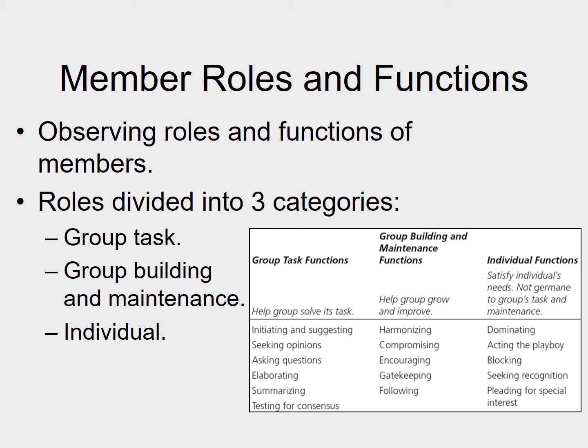We want to look at member roles and functions, so observing roles and the functions of members. Generally roles are divided into three categories: group task function, group building and maintenance function, and individual function. Another way to think of this is group task function is getting the job done. That's any roles or any people that are mainly focused on just wanting to get the task done. We want to get that observable objective that our performance is being measured on done, and done in a good way.